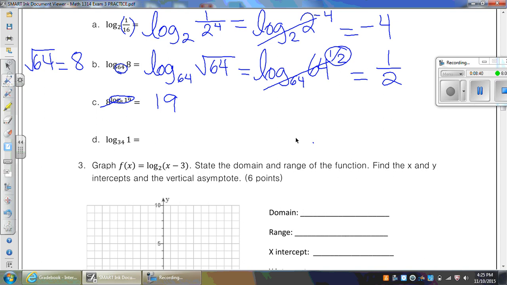The next one, what is the log of 1 of any base? 0. You don't need to show me any work for that. And if you forget, type it on your calculator, because I'm telling you, you do not need to show me work for that. So log base something of 1 is always 0? Yes, because almost anything raised to the 0 power is always 1.